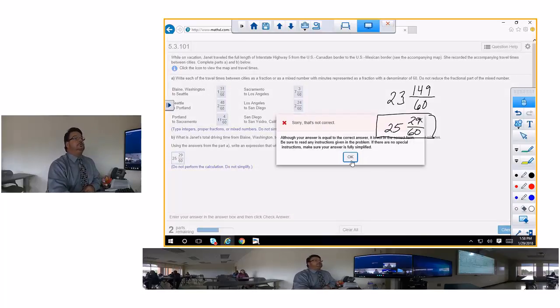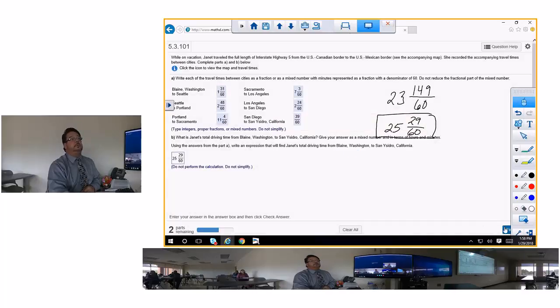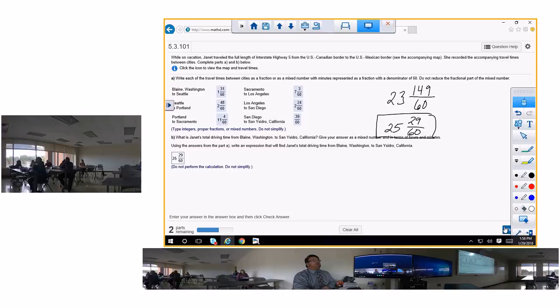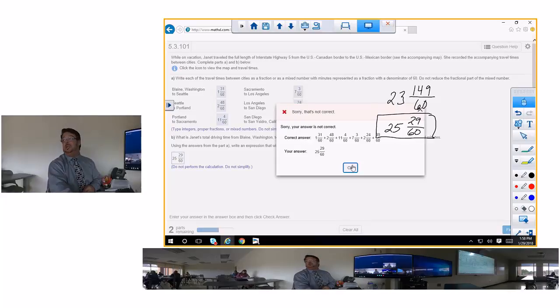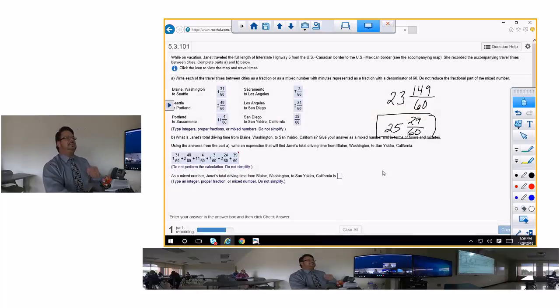I'll bump you. What's the answer? No, you can type up. Add it up. You have to put them in fractions. It says do not perform calculation. Instead of looking at them and adding them, they want you to do this. And let me guess, there's going to be a step C, and you got to add them. Yeah, this is ridiculous.